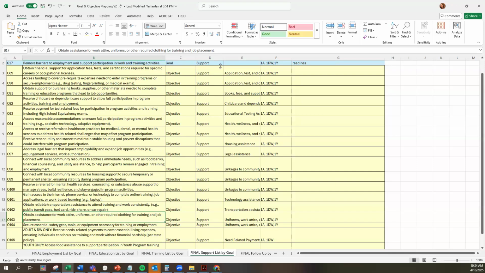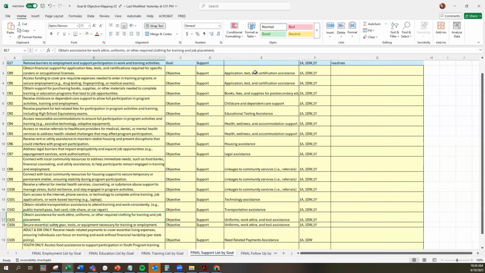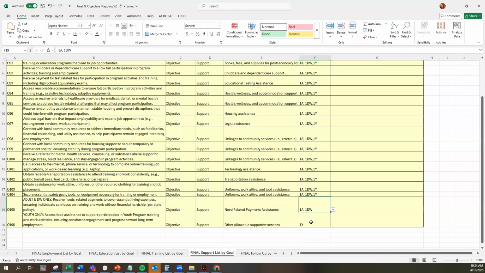The youth ones cut off a little bit, but we will have these where the additional categories come into play that allow you to filter things down, and make sure we're encompassing the full range of support services that can be offered. We do have most of these falling under all, but then there's a break at the bottom where some are only available for adult and dislocated workers. This one's only available for youth.